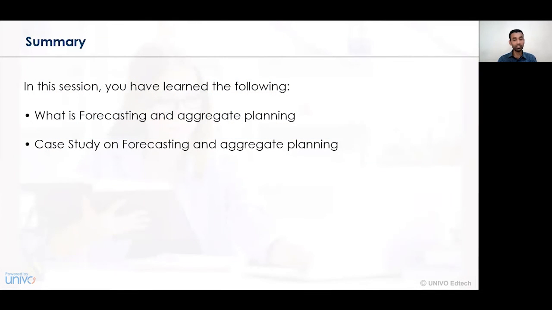Now let's summarize what we have learned in this particular session. In this session, we have taken a case study associated with forecasting and aggregate planning. The case study focuses on the concept of forecasting and aggregate planning with respect to an elevator manufacturing industry, wherein all the activities need to be conducted in a very effective way, and how cases 1, 2, 3, 4, and 5, with respect to the increase or decrease in the production capacity, can be undertaken, better forecasting techniques can be applied, and the overall aggregate planning can be done in a very effective way.